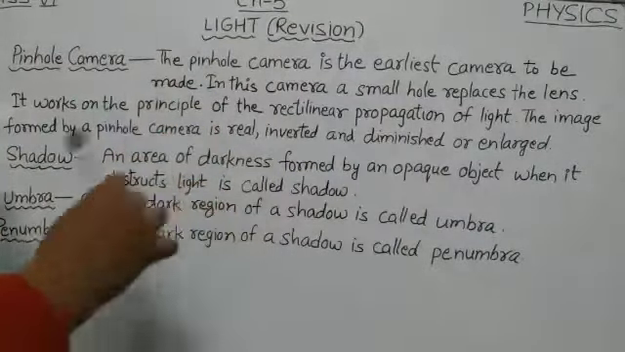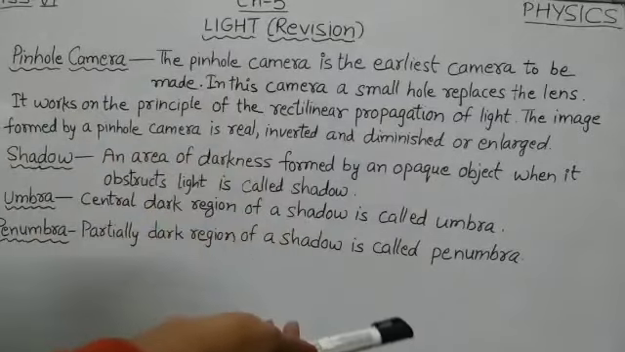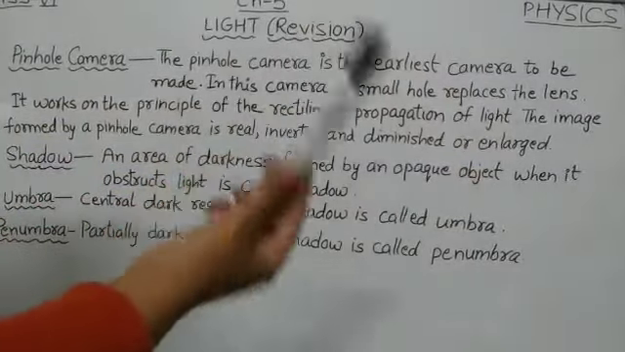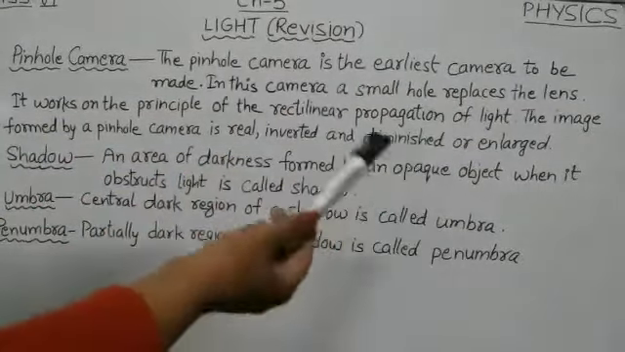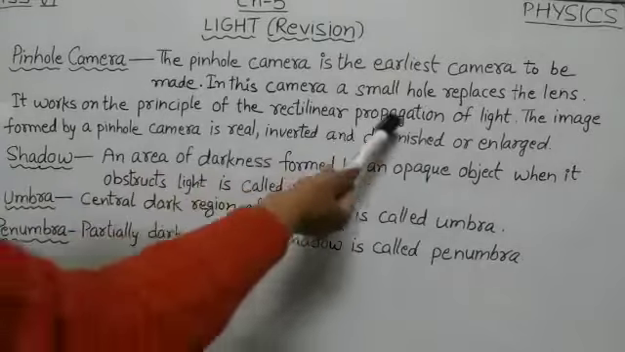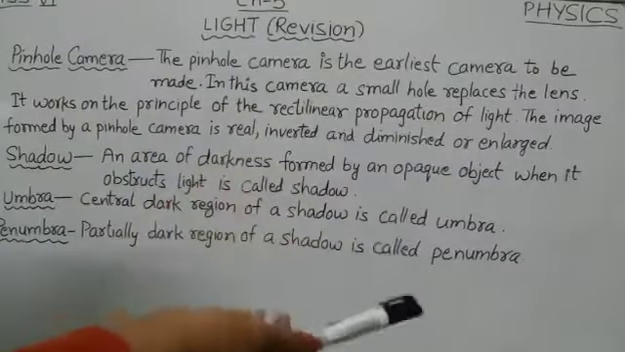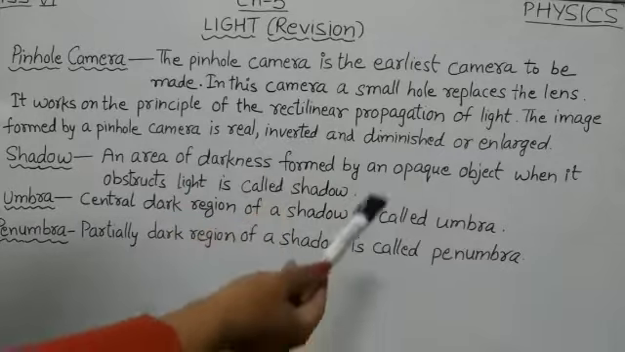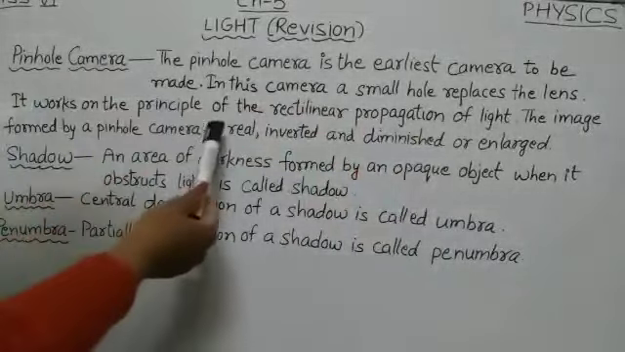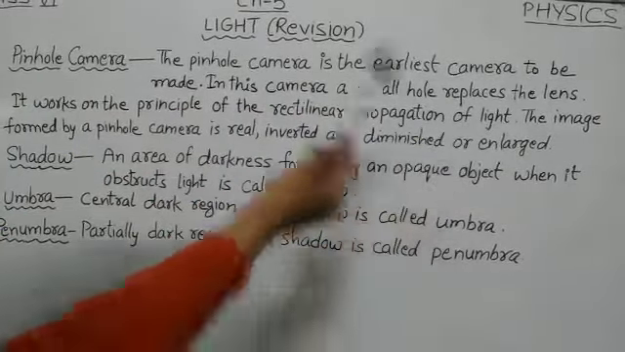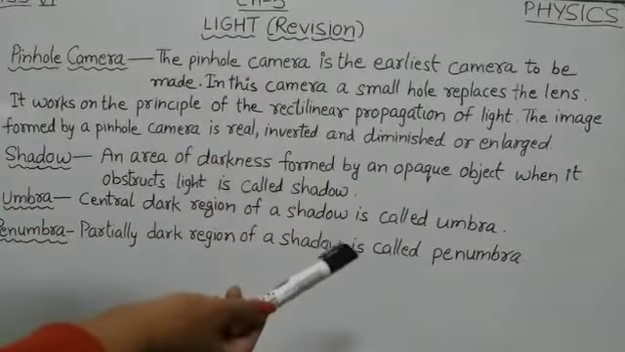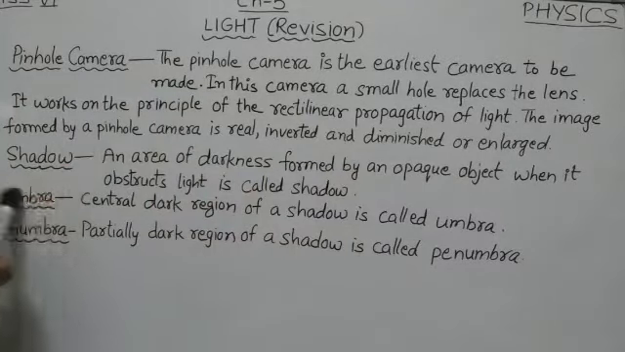And see children, a question can come, what is a pinhole camera? Then you will write the full definition. If a question comes, what is the working principle of the pinhole camera, then you will write this much: the pinhole camera works on the principle of the rectilinear propagation of light. Another question can come, what type of image does a pinhole camera form? So you will write, the image formed by a pinhole camera is real, inverted, and diminished or enlarged. So if you learn this definition, you can answer 3 questions. Clear?